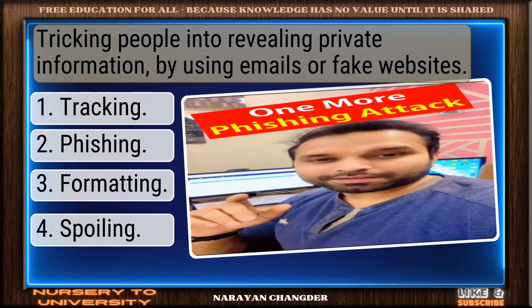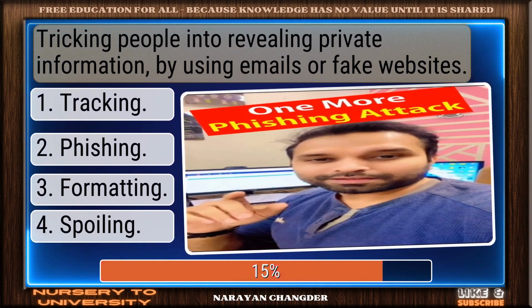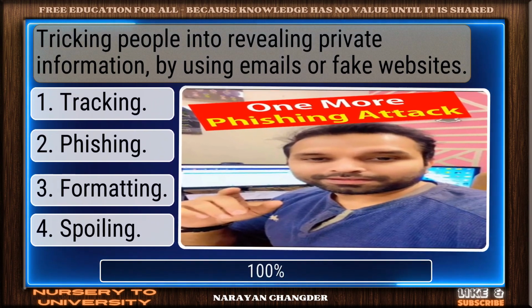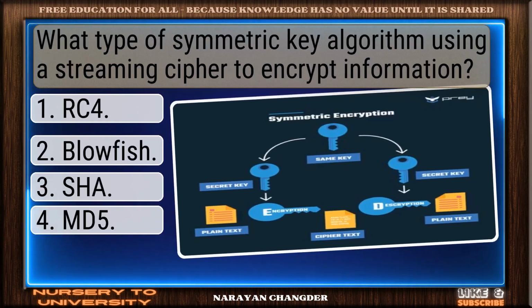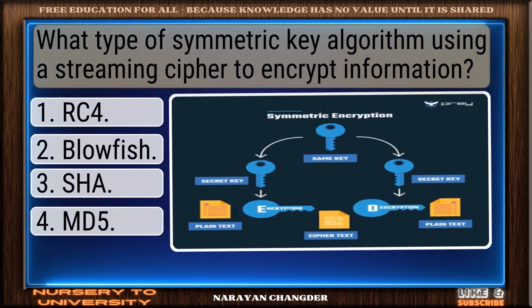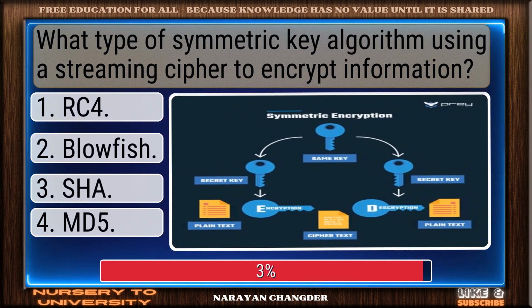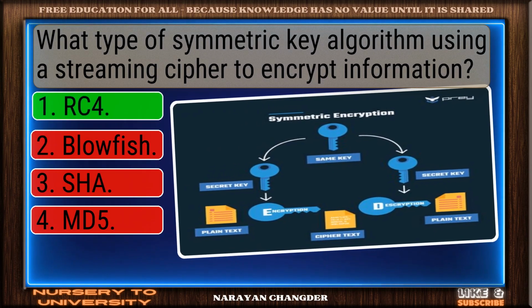Tricking people into revealing private information by using emails or fake websites. Sharp thinking. Phishing is right. What type of symmetric key algorithm using a streaming cipher to encrypt information? Right again, RC4 is valid.